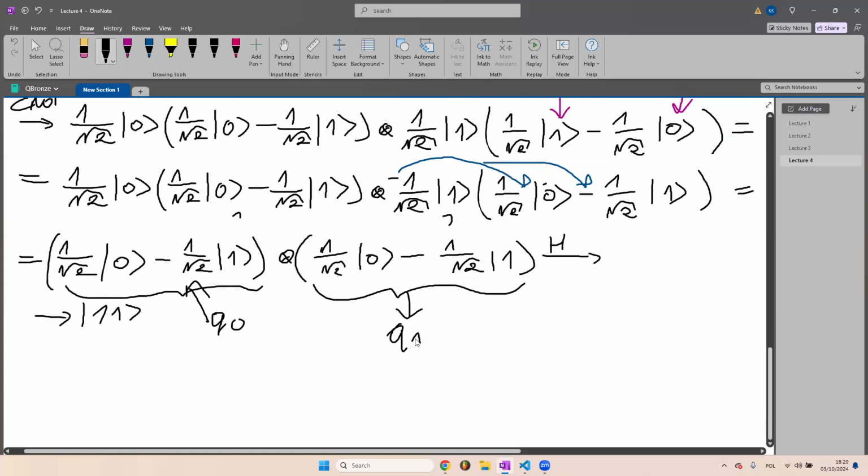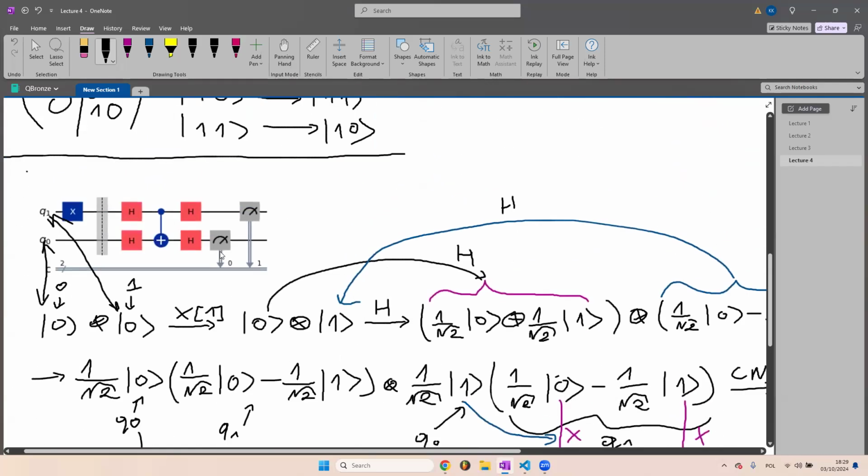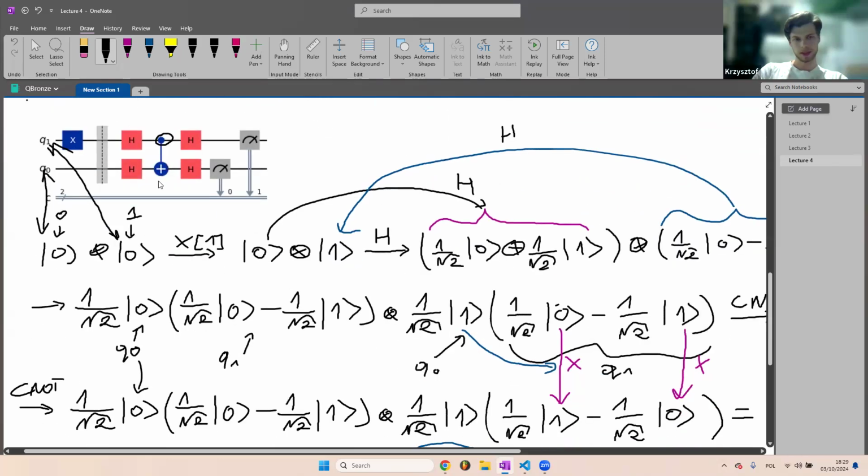One more question. The target bit is Q1 or Q0? The target bit is Q1 in this example. Maybe the image here is a little bit broken, to be honest. Maybe it should be different.